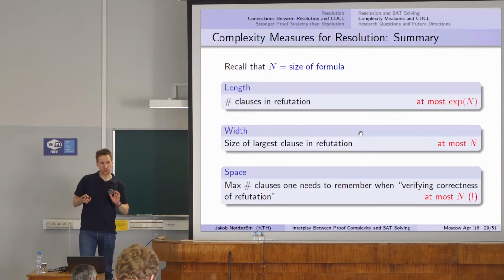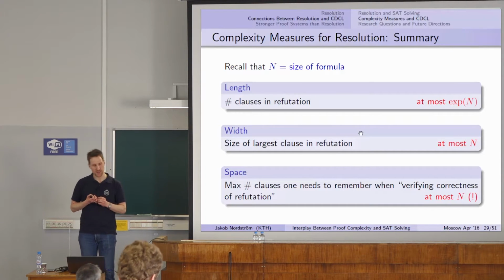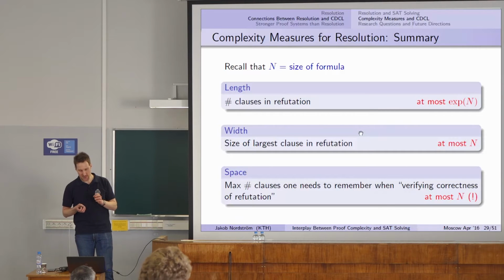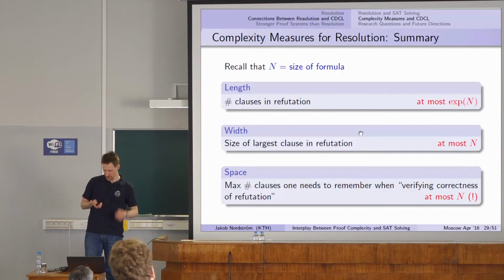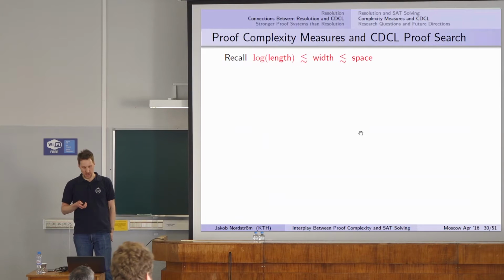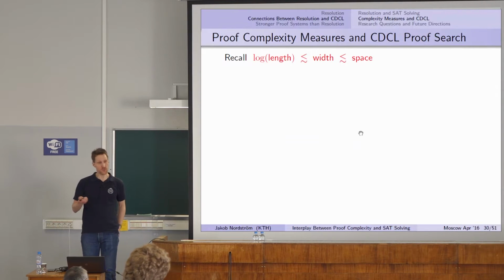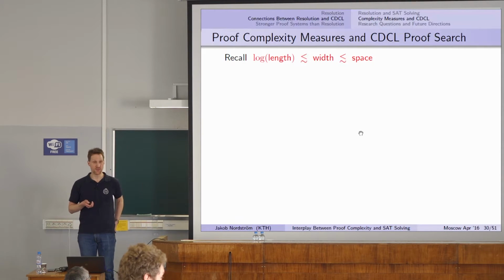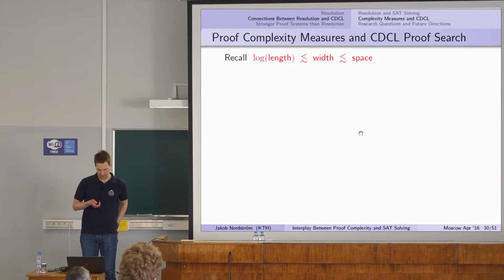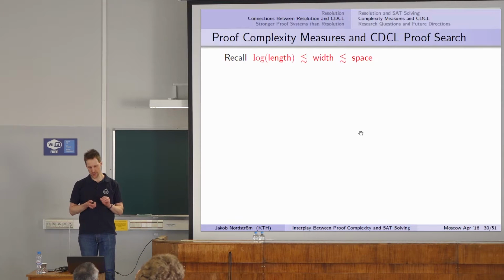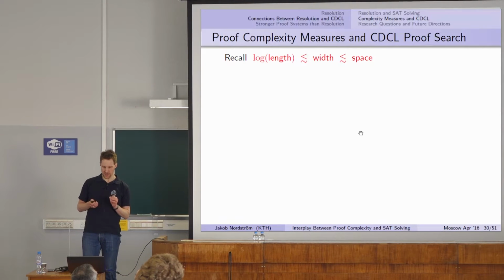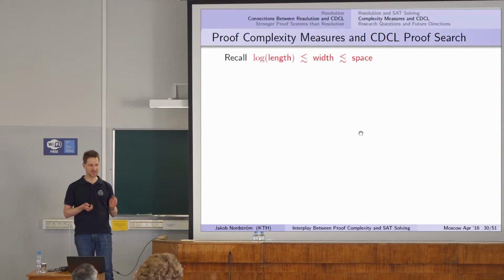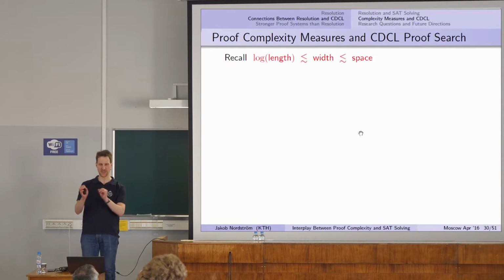Okay. So again, what complexity measures did we talk about so far? We talked about length, which is at most exponential, and then we talked about width and space, which are at most linear in the formula size. And we're interested in whether they're somehow related to this conflict-driven clause learning proof search or not. In order to get a meaningful comparison, since length is up to exponential and width and space are up to linear, let's take the log of the length, and then we can see how they scale.